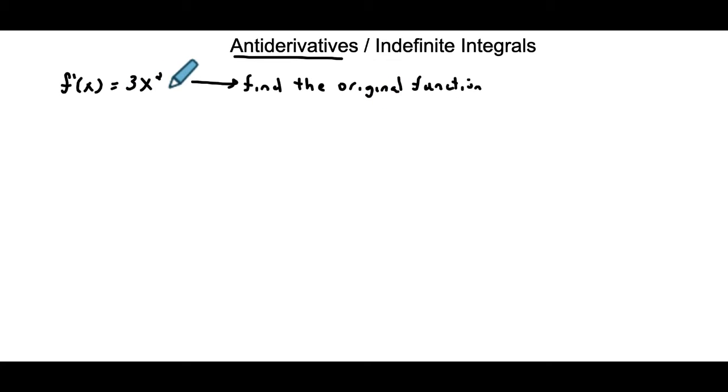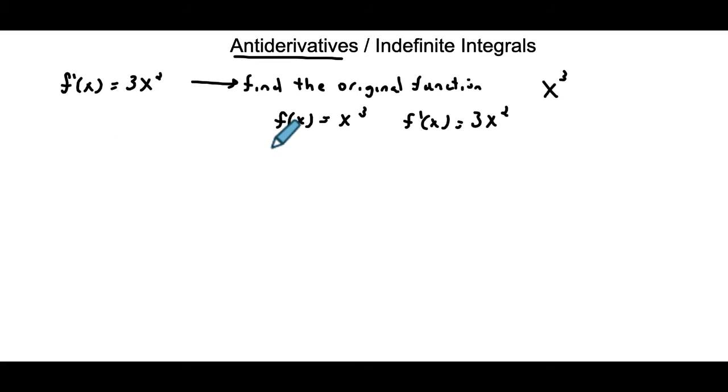So I know, okay, well, I have x squared, so I know my original function needed to be x cubed because of the power rule. If I have x cubed, I bring the power to the front and decrease the exponent by 1. And so if my function was x cubed, and then if I found the derivative of x cubed, that would give me 3x squared. So I know that x cubed is an antiderivative of 3x squared.